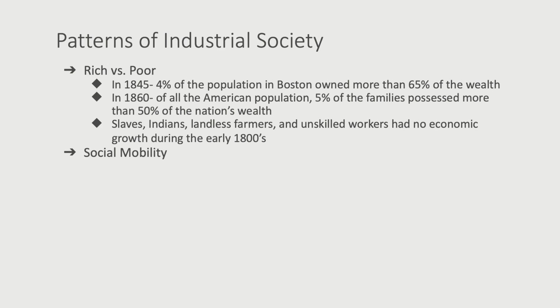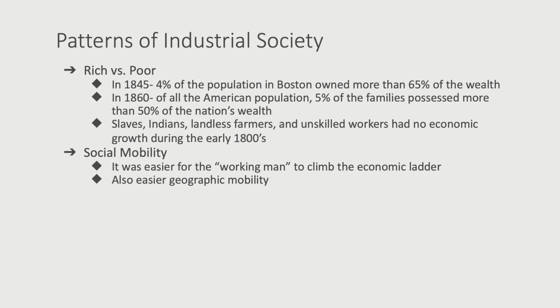The social mobility, though, of the industrial society is pretty fluid. It was easy for a working man to climb the economic ladder. It was also easier for geographical mobility. It was very easy to be an innovator and come up with a new invention and set out west and find land, build a building, and start manufacturing this product and selling it and becoming a businessman and a manufacturer. So it was pretty easy to climb the ladder if you were able to have those ideas.